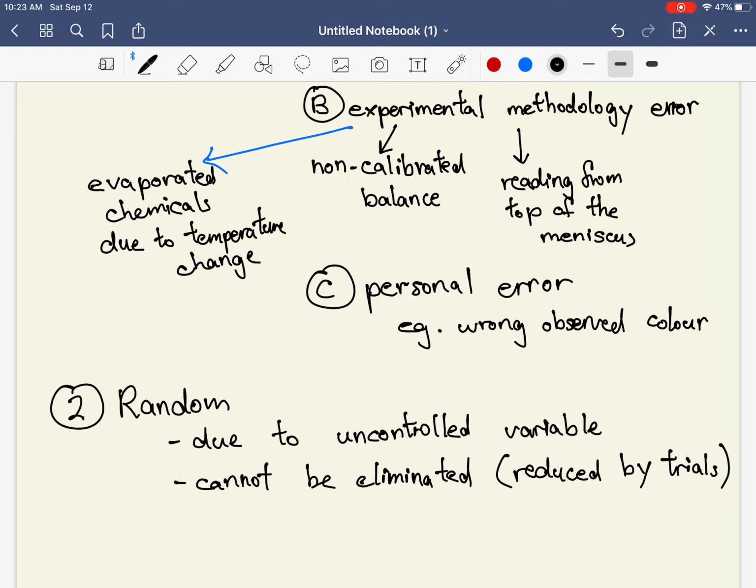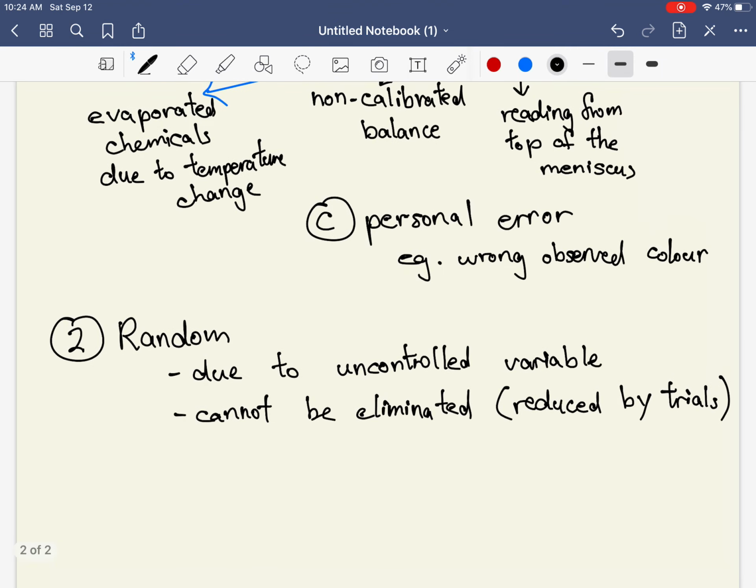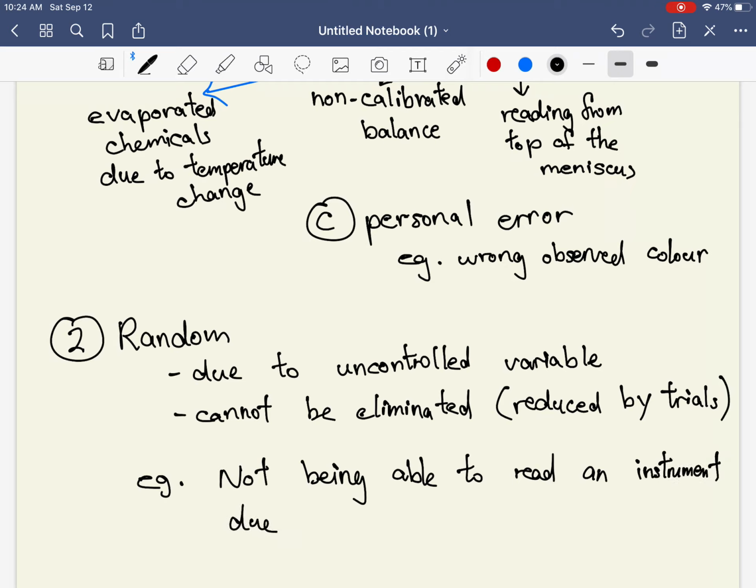Which means at times you are going to be accurate, but you're not going to be accurate all the time. So an example here is not being able to read an instrument due to fluctuations in readings. Now you're going to see that all the time.